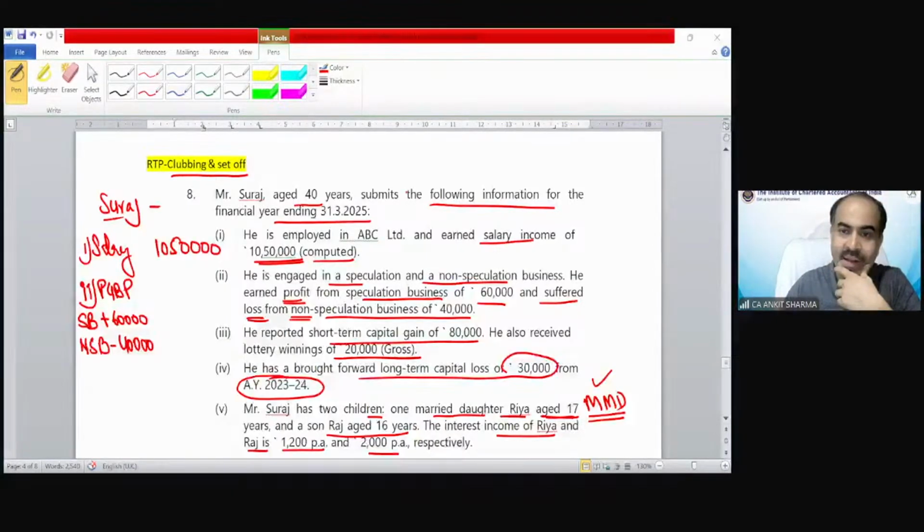What does that mean, Arshada? What is your answer? I'm asking whether non-speculative business losses can be set off from speculative business profit. This is my question. You have to give yes or no on the basis of this question.